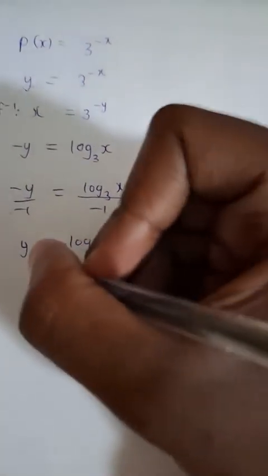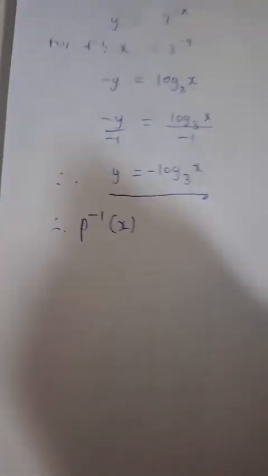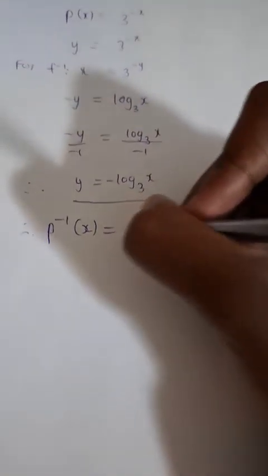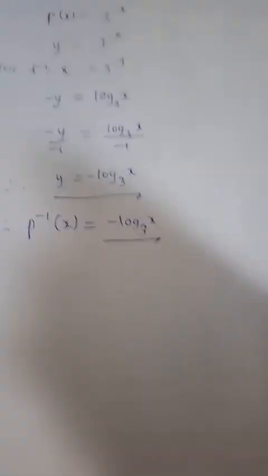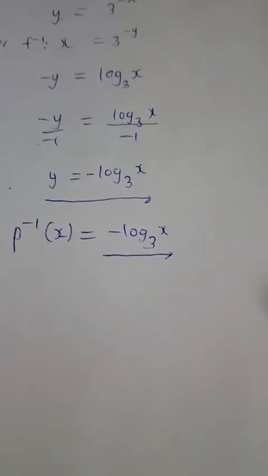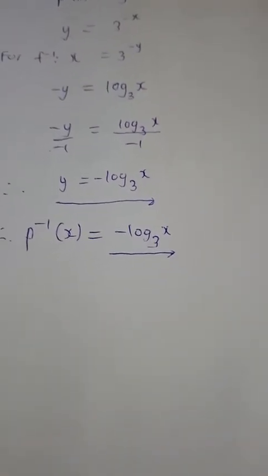Okay, then we can conclude very nicely that P inverse, because remember this time we were given P of x, so we need to be consistent. We can't say F, we say P inverse. The inverse of the function is equal to -log x base 3. I hope, guys, you can see how easy and how nice these questions can be.